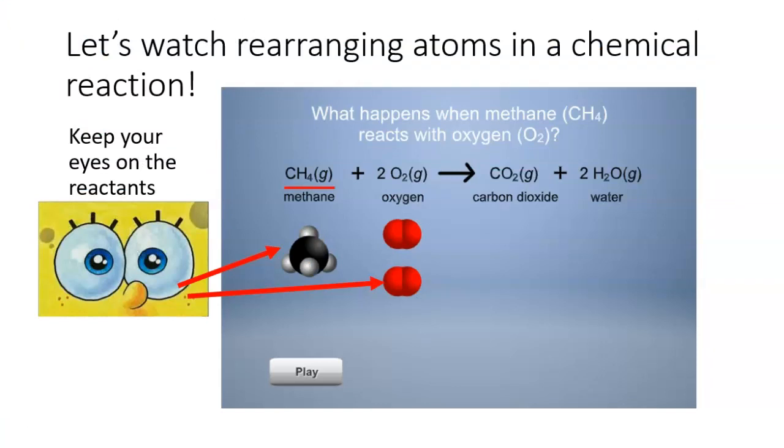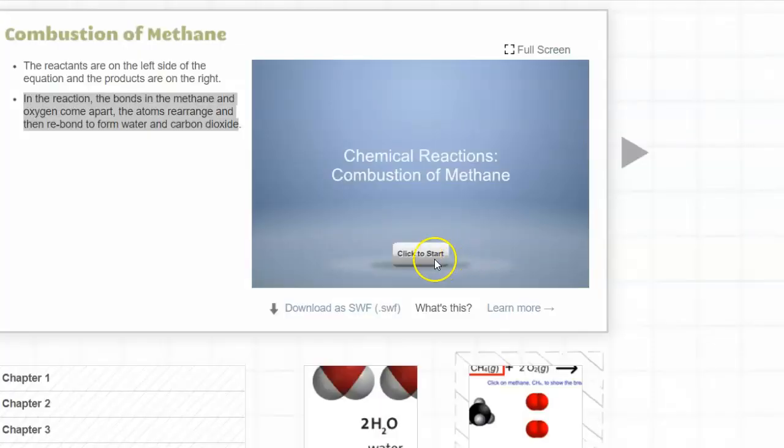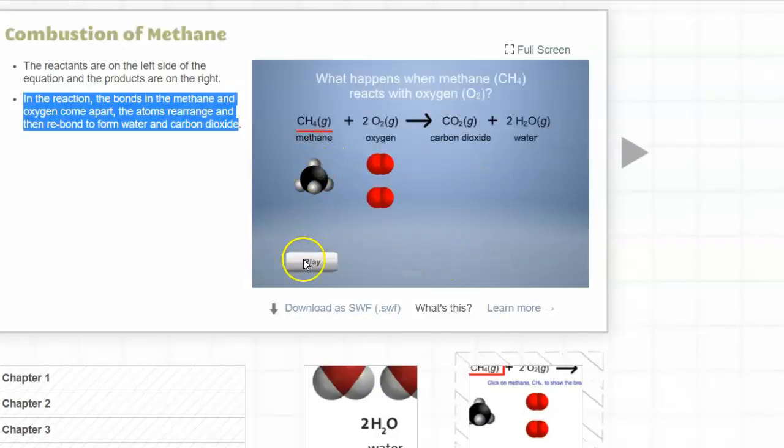All right, let's take a quick look at rearranging atoms in a chemical reaction. You're going to keep your eyes on the reactants, or the methane and the oxygen atoms. In this example, we're just doing combustion of methane. I'm going to click the play button, and I want you to watch the actual atoms. So this black, silver, and red, these are all different atoms. This is a molecule of methane. This is molecules of oxygen. Watch what happens to the individual atoms as I click play.